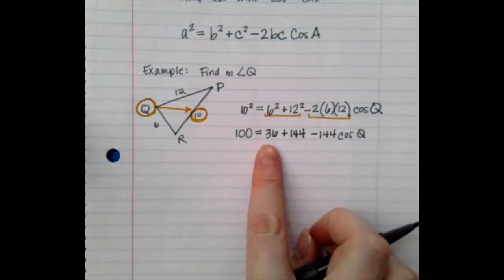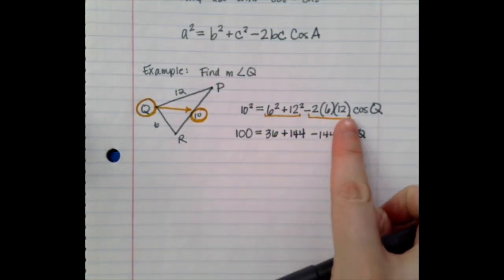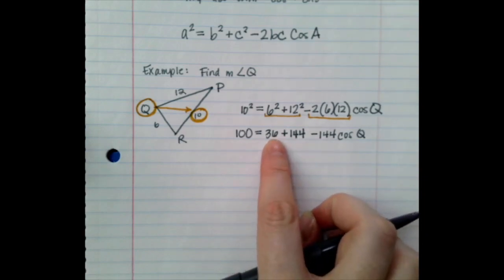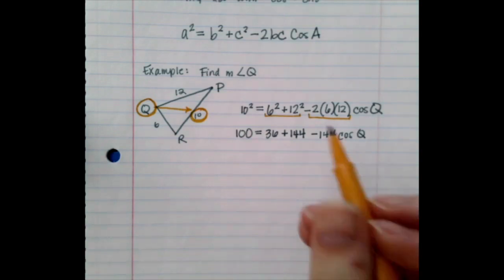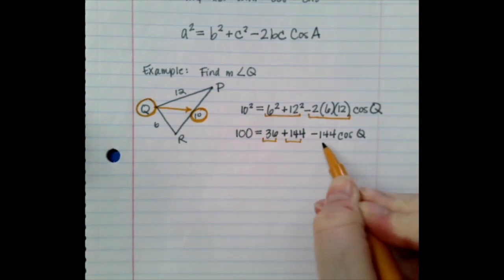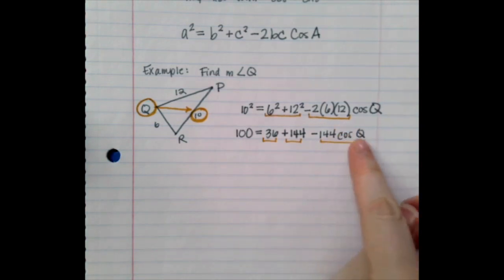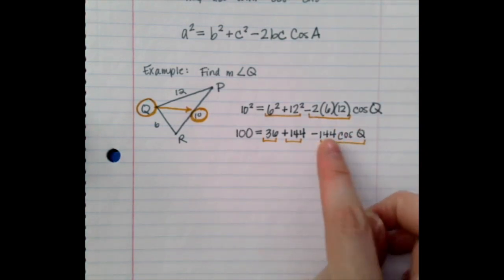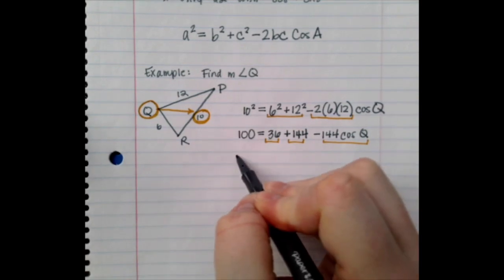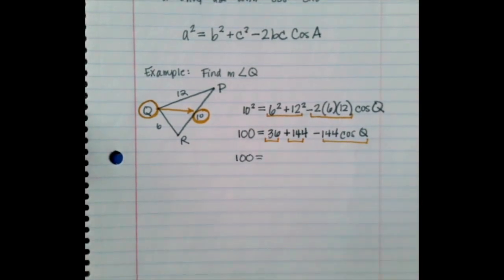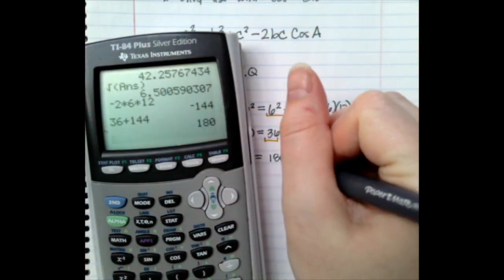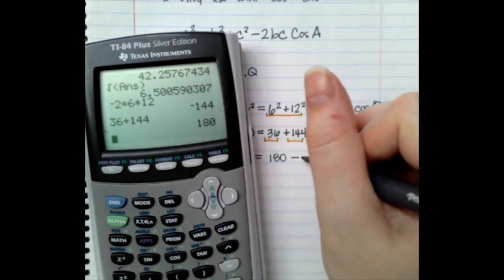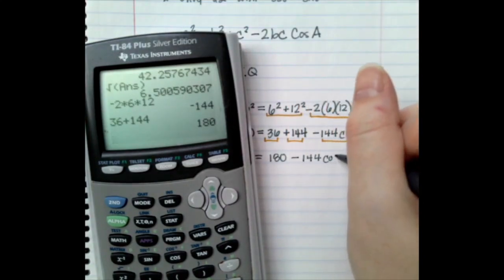You can see it's kind of like one thing plus another thing minus another thing. When we're just adding or subtracting, we can combine as much as possible, but this is its own person, this is its own person, and this is its own person. Since there's still something missing over here, I can't combine that with it. So I'm going to do 36 plus 144 to get 180. And then we still have this minus 144 cosine of Q.